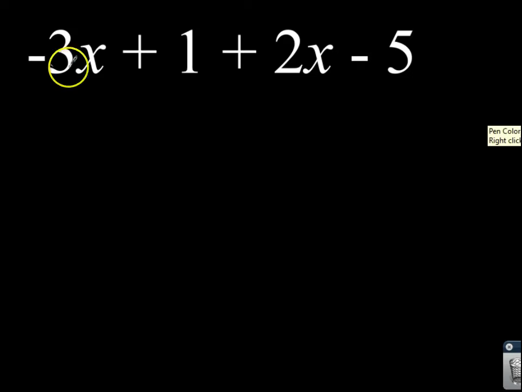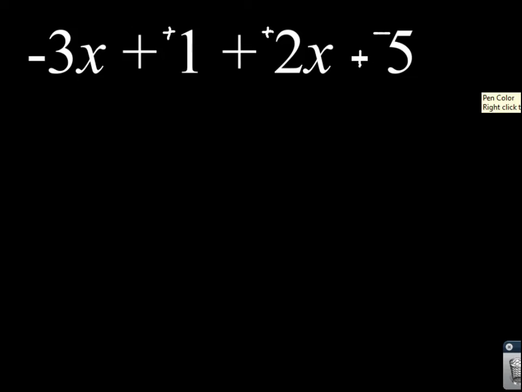So first, this is a negative 3x. This is going to be a positive 1. This is a positive 2x. And this, since I'm going down 5, I change this to adding and make it a negative 5. Now, the reason I do this is so that when I'm adding, I can add in any order. And now I can rearrange this, putting the variable terms in the front and then the constant terms at the end.